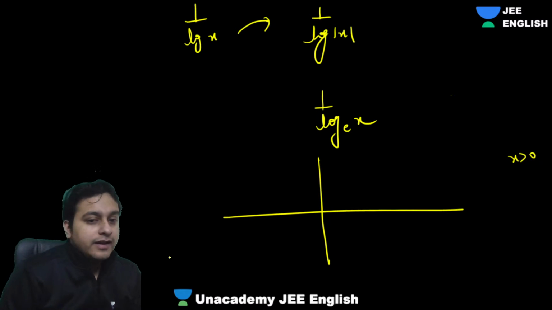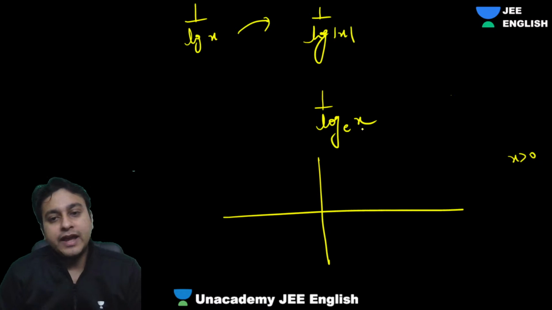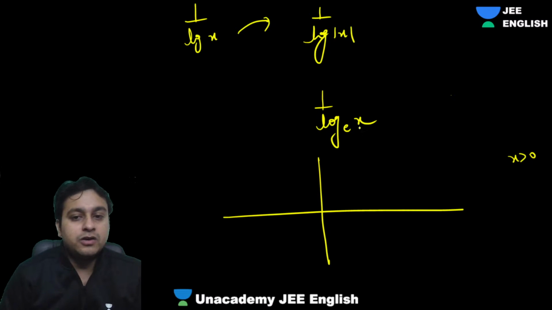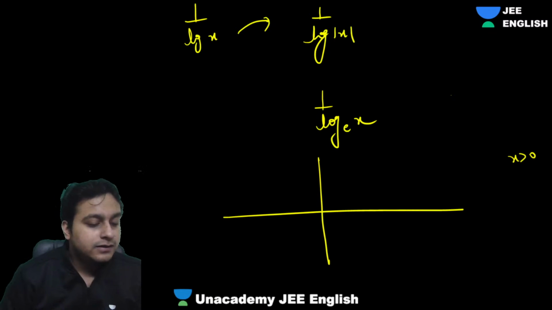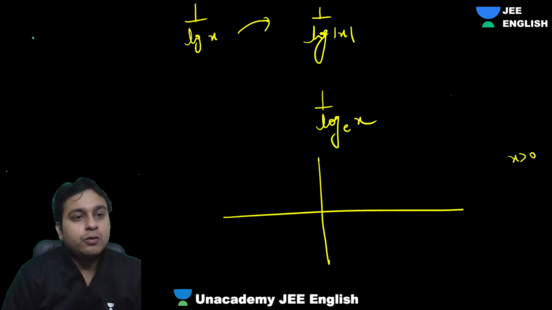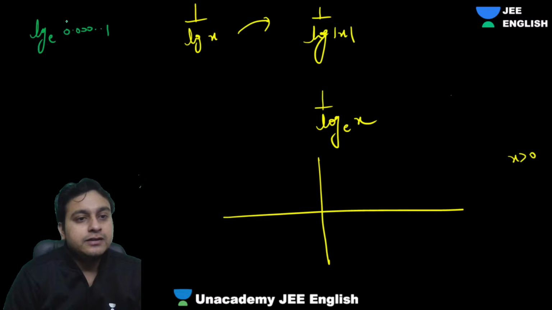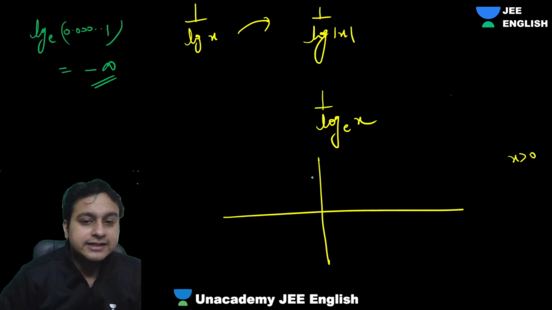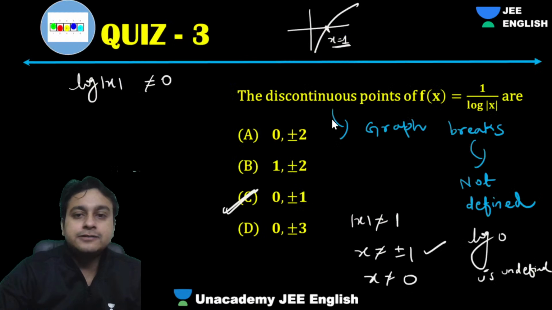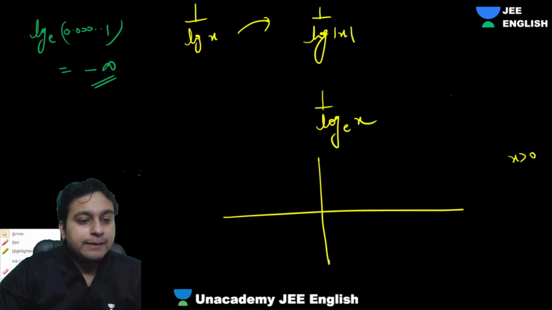Now, when you put x as very, very small, what will happen? What is log of 0.000001? Doesn't it tend to minus infinity? Remember I've told you this. That's why the graph of log x starts from here, from a very lower position.